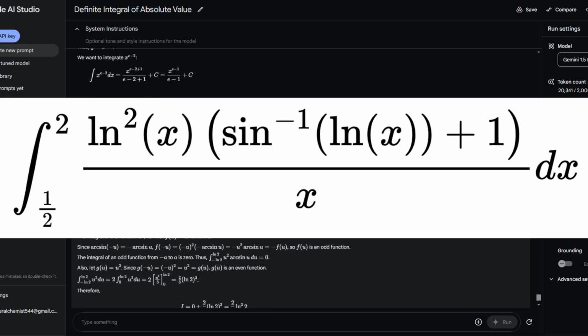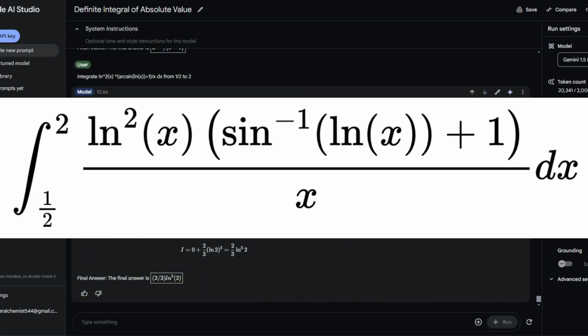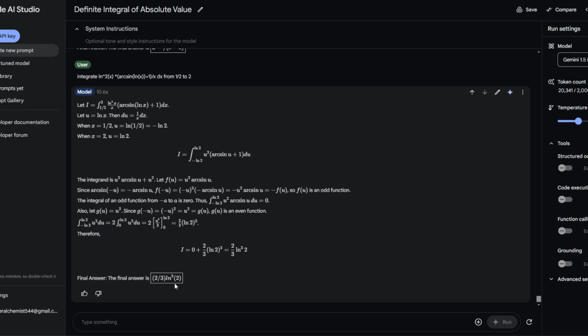Alright, we have this integral here. And let's see, it got the right answer. Wow, using, did it use inversion? No, it let u equal ln of x. Okay, that is, I didn't see that coming.